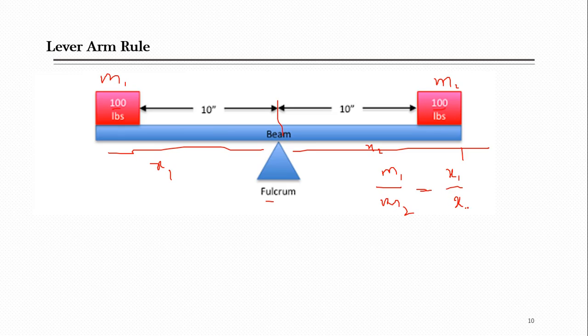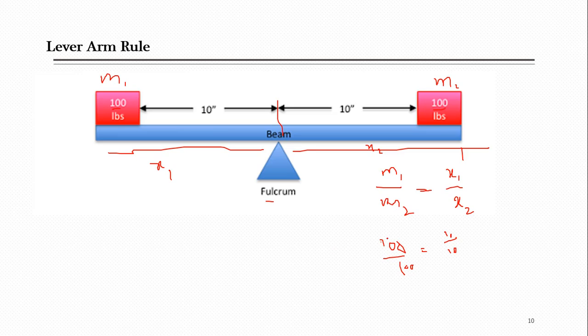Suppose now you know both of these masses, like 100 over 100, so their ratio is 1. Overall the ratio of these distances should be the same, like 10 over 10, which is 1. The units are in inches.